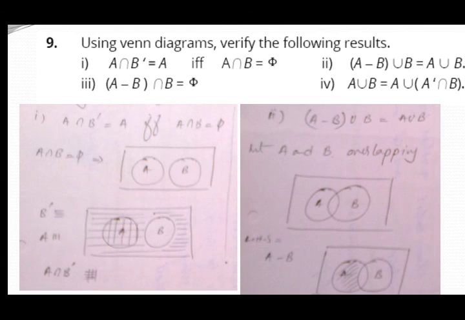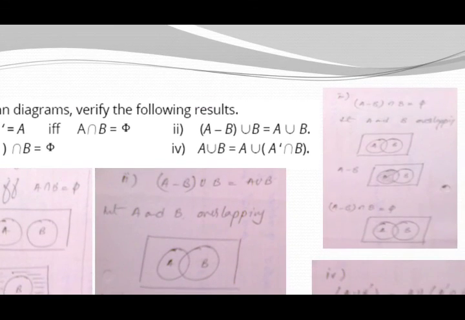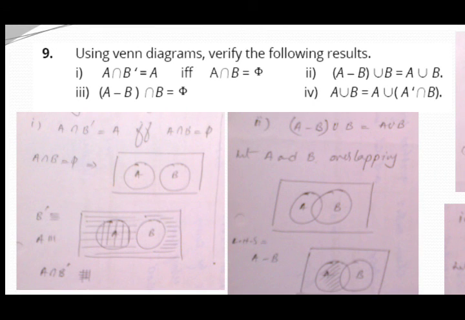in this question we verify the properties with the help of a Venn diagram. In the first part, given A and B are disjoint, we have to prove A intersection B complement is equal to A. Now in disjoint sets, both circles are separate. In A complement or B complement, we shade outside B and A. The resulting answer is equal to A.